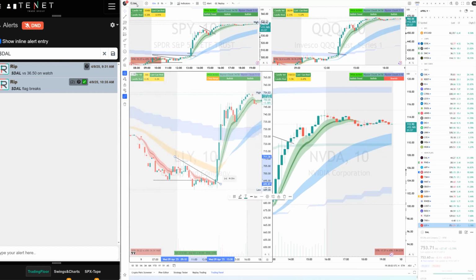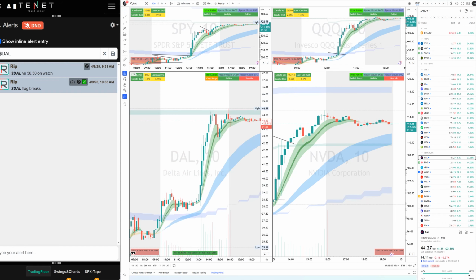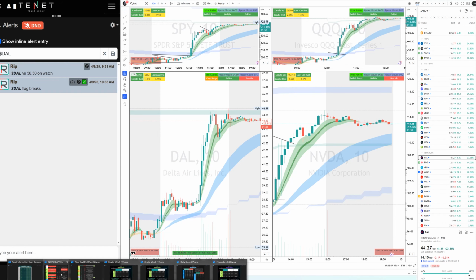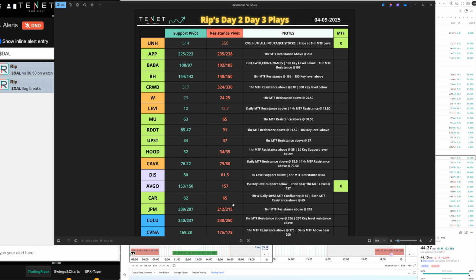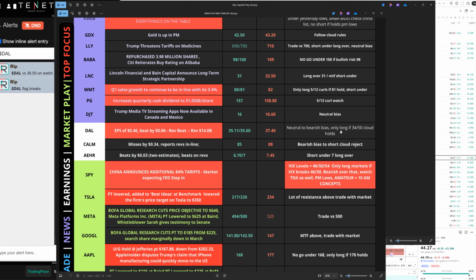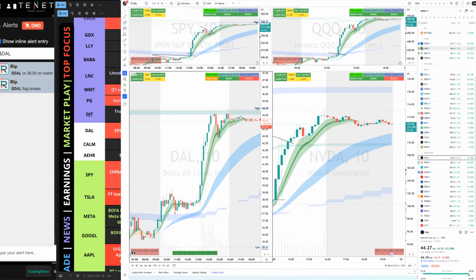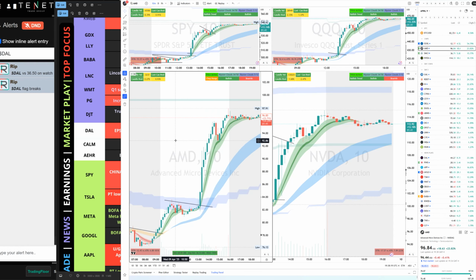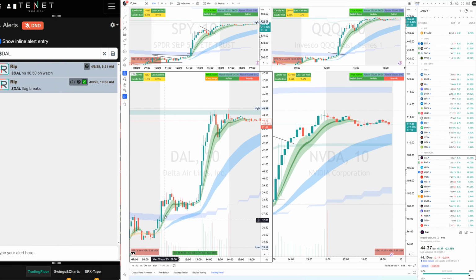Next one we're going to look at is Delta Airlines. With such big moves, these are regular plays we would have regardless, we were playing those. So Delta Airlines was our earnings play, neutral to bearish, only long if 3450 holds. And right out of the gate, Delta was pretty strong, and that's why I told the traders you can long it versus 3650. Push, pull back, again, another long. Held the 3450 clouds, held this level. Was a nice trade as well.